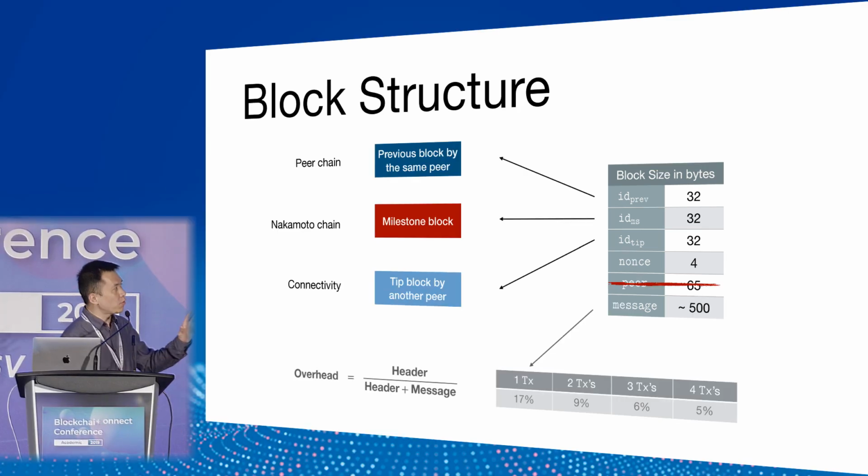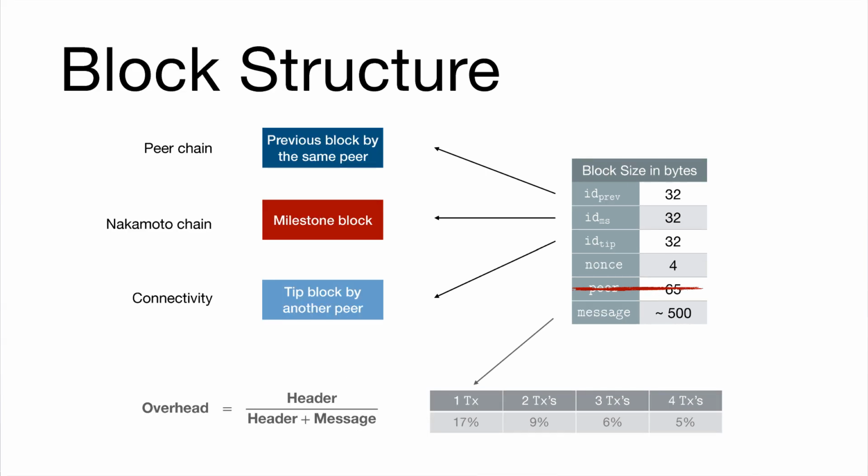So the overhead is defined to be the size of the header over the size of the whole block. Think about it, if we put one transaction, which is about 400 or 500 bytes, in one block, and that will be in the message part. So if you calculate the overhead, it's going to be roughly around 17%. However, the overhead diminishes as you put more and more transactions in one block.